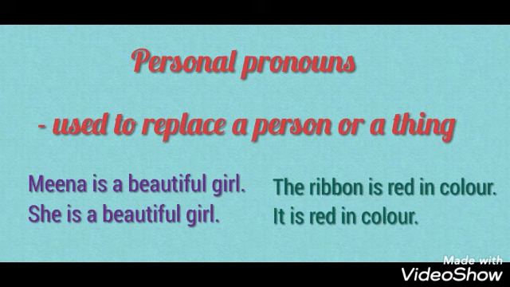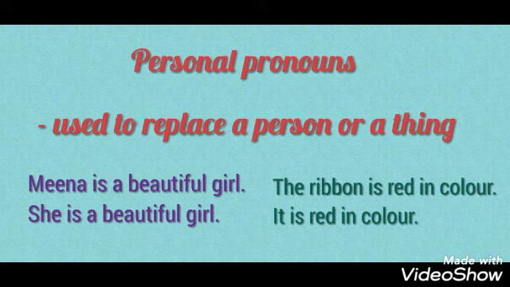Here in the first sentence, Meena is a beautiful girl. Meena is the name of a person. And in the second sentence, Meena is replaced using another word, that is she. So instead of Meena, we are using she. Instead of the name of a person, we are using another word, which is a pronoun. Since it is used to replace a person, this is a personal pronoun. Understood? Meena is the name of a person, and instead of the name of that person, we are using she. So she is a pronoun, a personal pronoun.